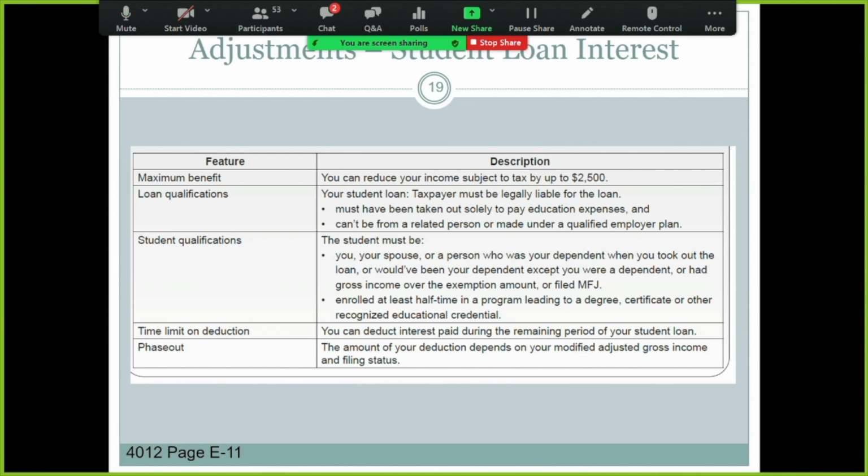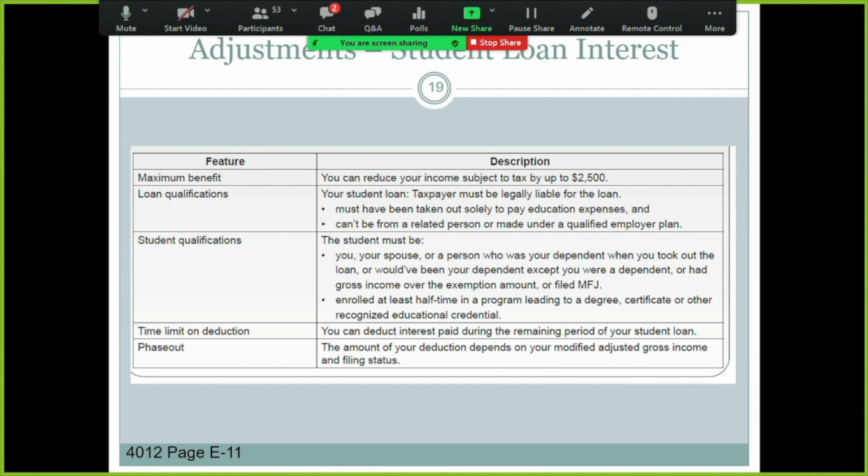Student qualifications. The student must be you, your spouse, or a person who was your dependent when you took out the loan, or would have been your dependent, except you were a dependent or had gross income over the exemption amount or married filing joint. Enrolled at least half-time in a program leading to a degree, certificate, or other recognized educational credit. And generally we say a semester is considered as half-time. There is the time limit on the deduction. You can deduct interest paid during the remaining period of your student loan.